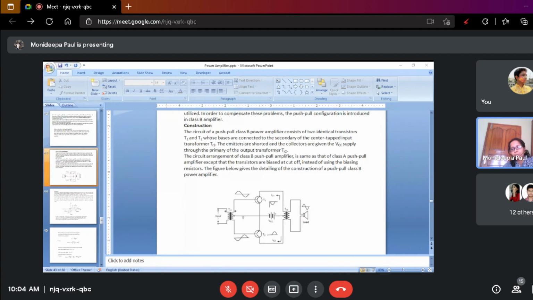This is the working principle of class B push-pull power amplifier. Then I will discuss the efficiency of push-pull amplifier or class B power amplifier.